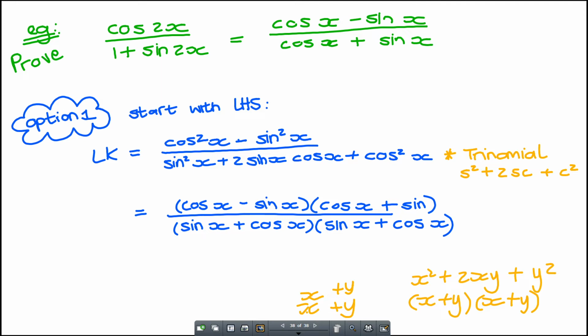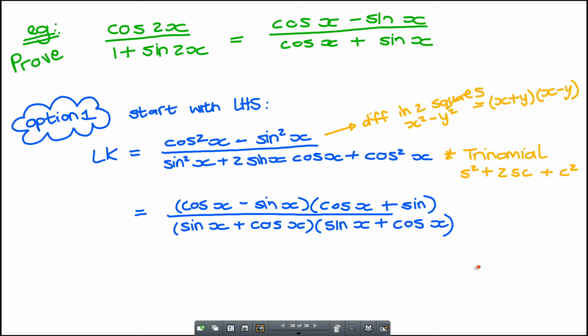Nee. And this top part is difference in two squares. Hey, can you see, because I've got a negative in between and I've got square root of cos and square root of sine. So that becomes cos x minus sine x and cos x plus sine x. It's like having x squared minus y squared, because that will become x plus y, x minus y. Sien jy nou by? Nee.